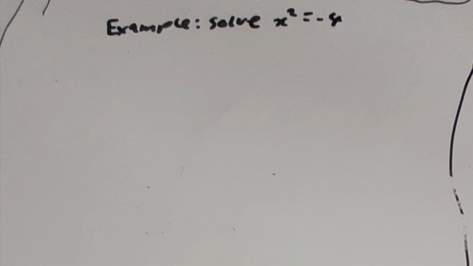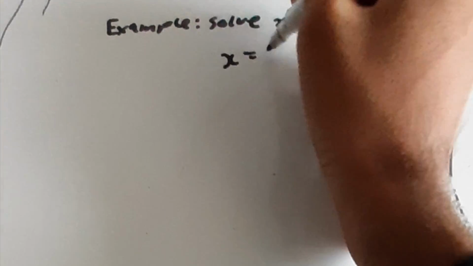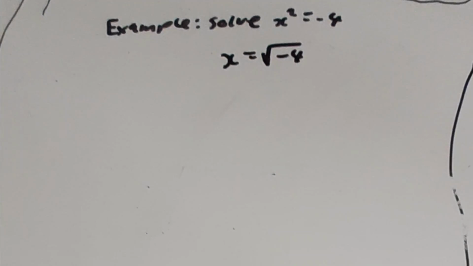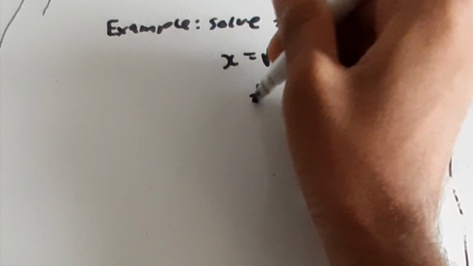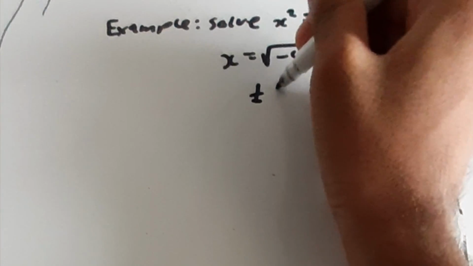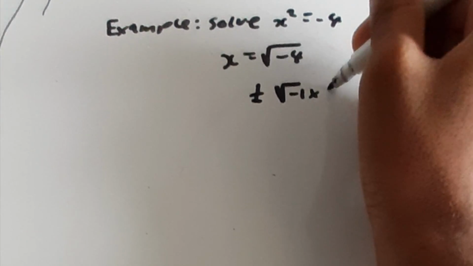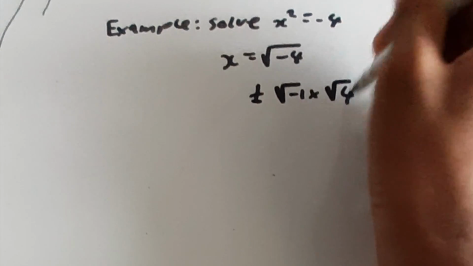So the question we have here is solve x squared equals -4. Therefore, let's simplify this question a bit. So we have x is equal to the square root of -4. Now, by inspection, we know that imaginary numbers are required due to a negative number in the square root. Thus, we manipulate the square root to plus or minus square root of -1 times square root of 4.